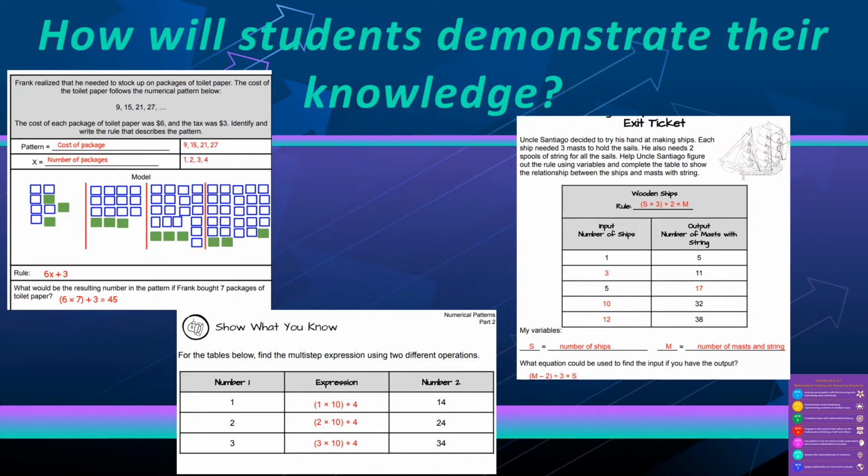Throughout this unit of study, we should see multiple opportunities for students to show their understanding. This could mean students demonstrating their knowledge of numerical patterns during the Explore lesson with the exit ticket at the end, or the Show What You Know as a follow-up. These are just a few examples of formal and informal assessments that a teacher can use to gauge a student's understanding that came from the STEMscopes resources.